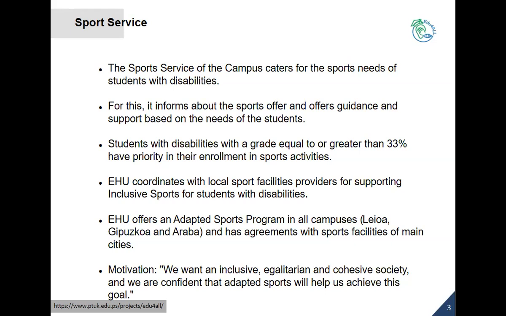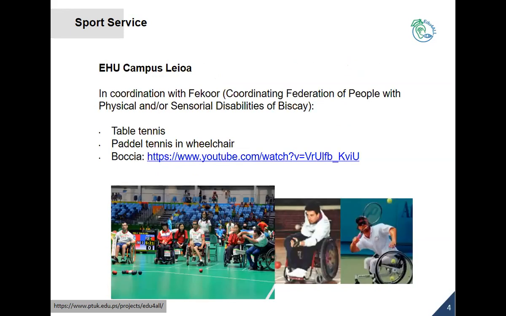So there are a lot of options, but I'm going to highlight some of them. It's divided in the different campus. So in the campus of Vizcaya, there is a federation, this FECOR, that we have mentioned before also. It's the Federation of People with Physical and or Sensory Disabilities. And they provide some adapted sports activities like table tennis, paddle tennis, and boccia.